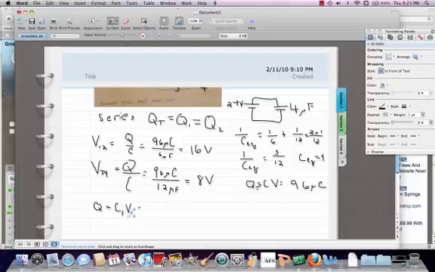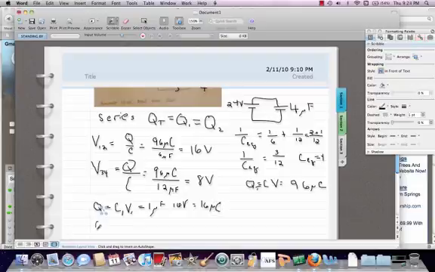C1 is equal to 1 microfarad, and V1 is equal to 16 volts. And so I end up with 16 microcoulombs. So that's Q1, and that makes sense. That's the answer that we have here.